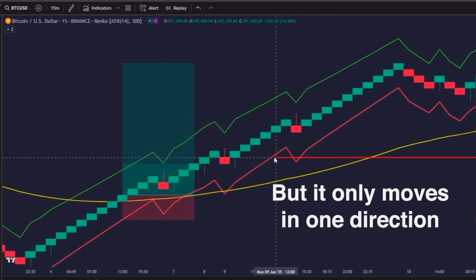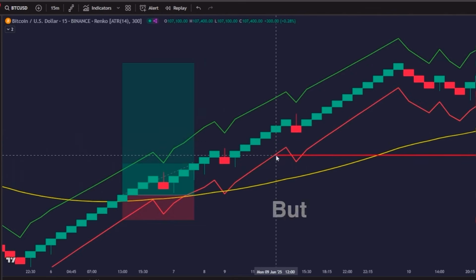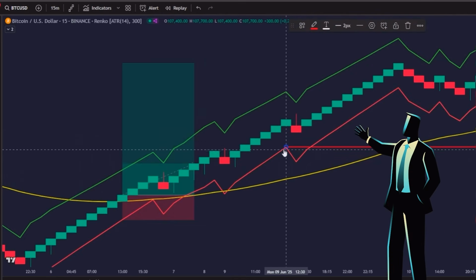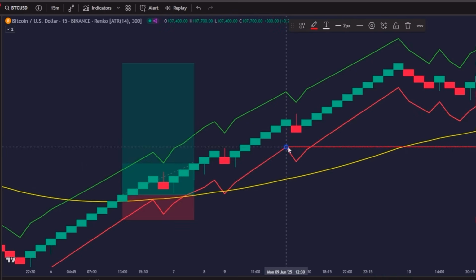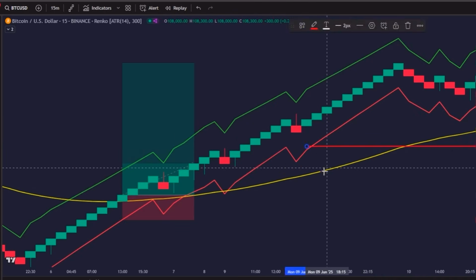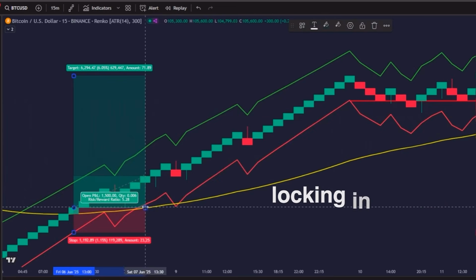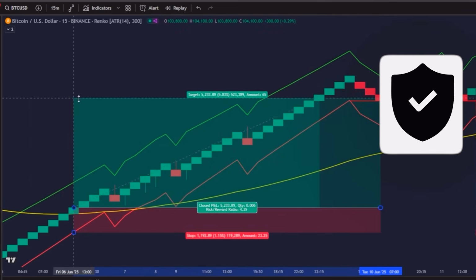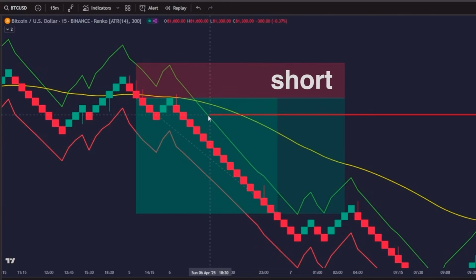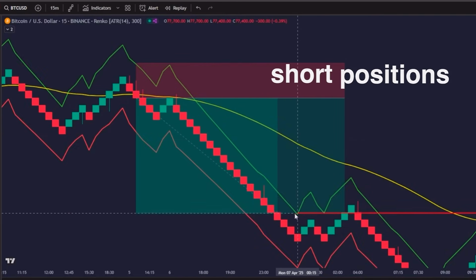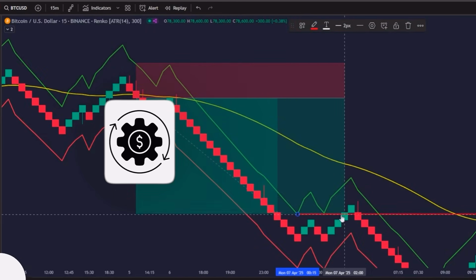But it only moves in one direction. If the ATR bands climb, we move our stop up. If they fall, we do nothing. The trailing stop never moves back down. This way, we keep locking in profits as the trend continues, while never giving back the ground we have already secured. And for short positions, the rules are exactly the same, but in reverse.